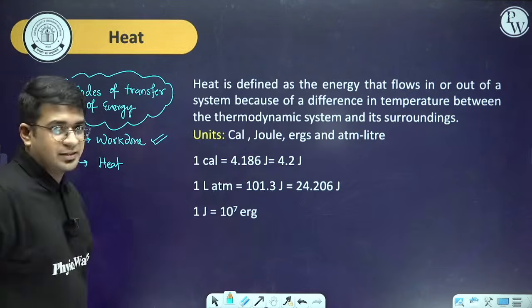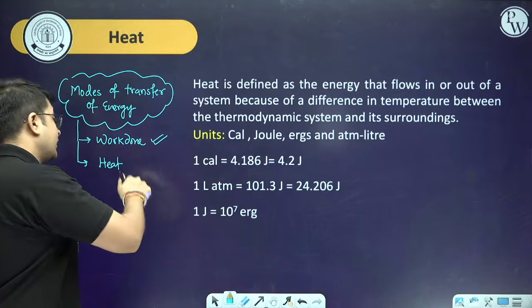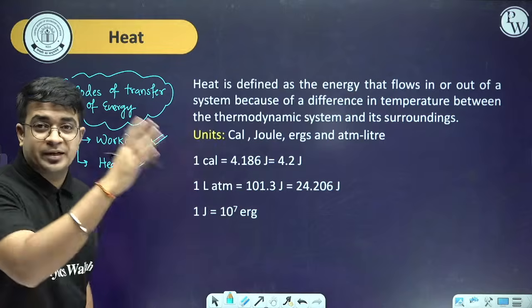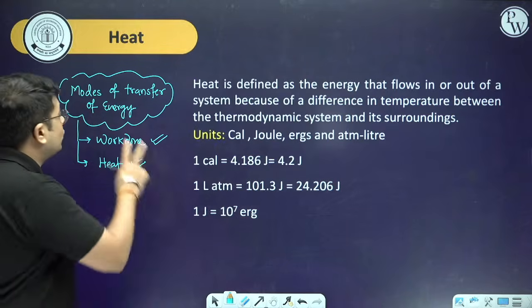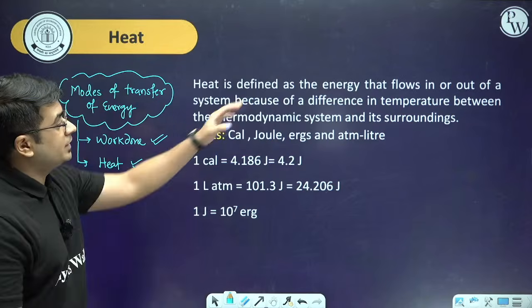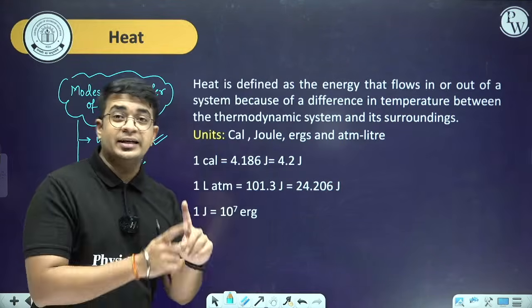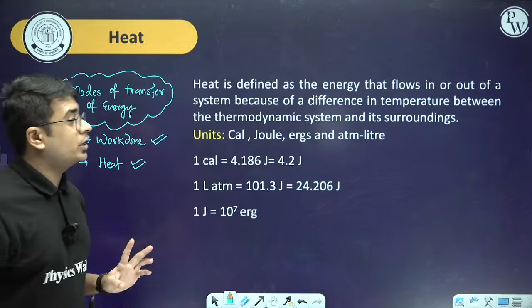It can utilize that part into the work done, expansion, compression, whatever it is, or it can utilize the entire part and dissipate some amount of heat. So basically there are two modes of transfer of energy. The second mode is basically heat. It is the energy that flows in or out of the system because of the difference in the temperature between the thermodynamic system and surrounding.